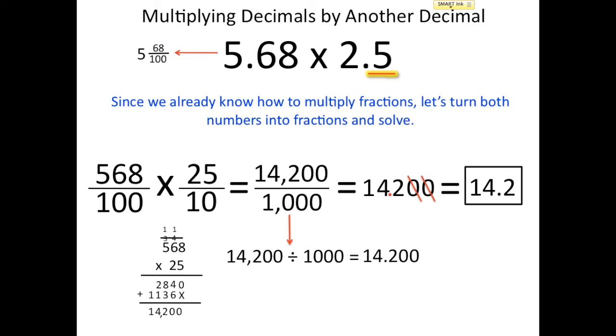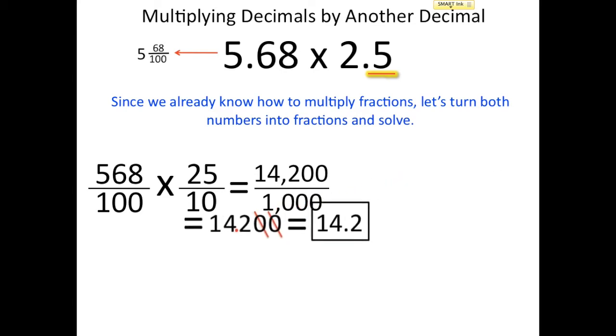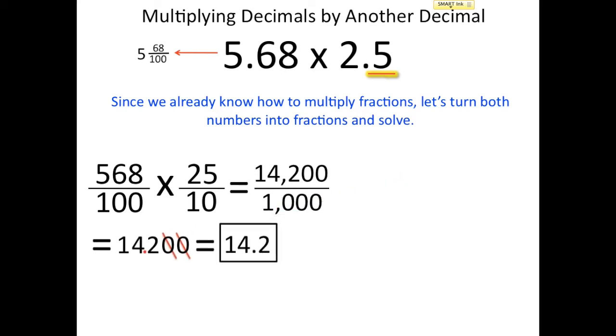When I move my decimal place, the answer looks like this, because I move my decimal place 3 places to the left. Again, the zeros don't hold any value, so I can just get rid of them. And I end up with 14 and 2/10. So you can see, taking a look at these decimals in fraction form, why our answer comes out to 14 and 2/10.